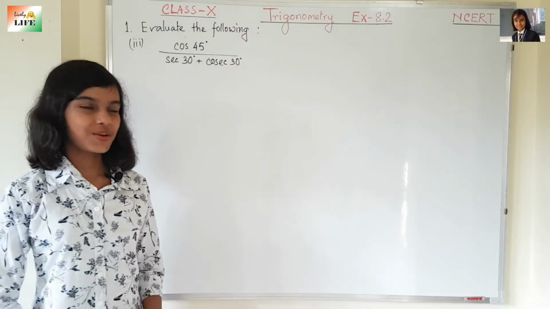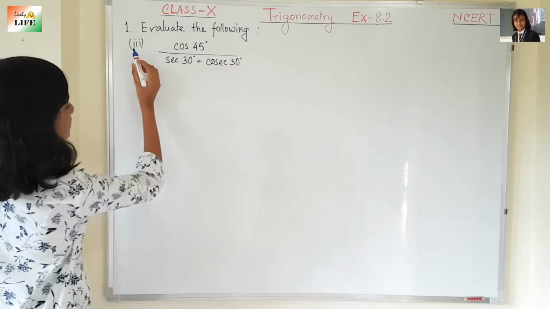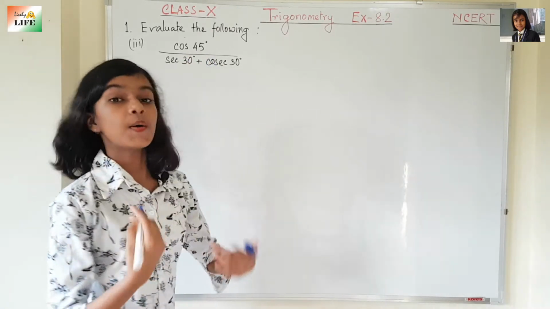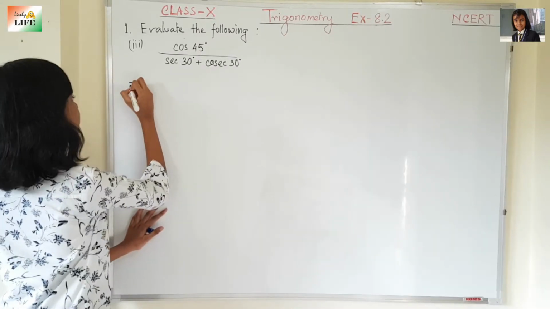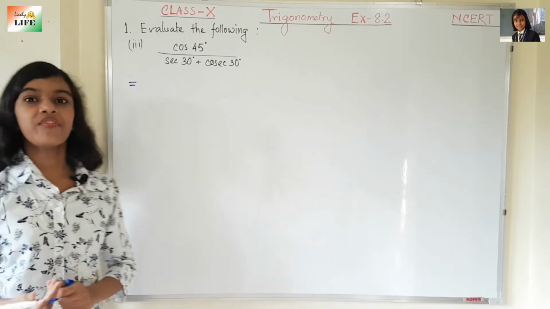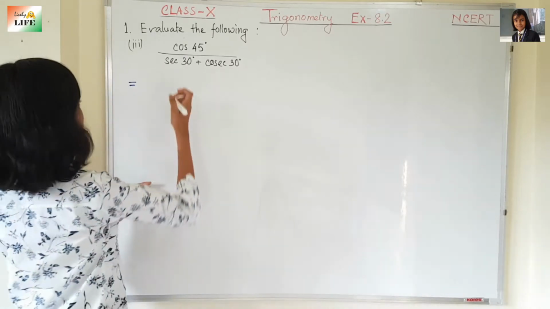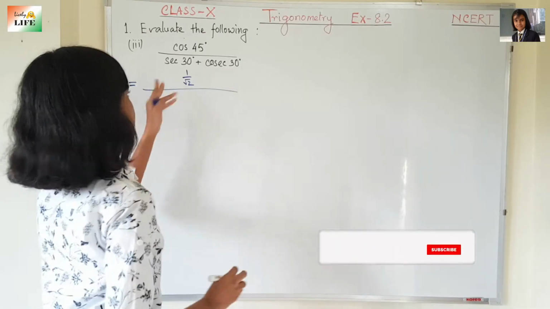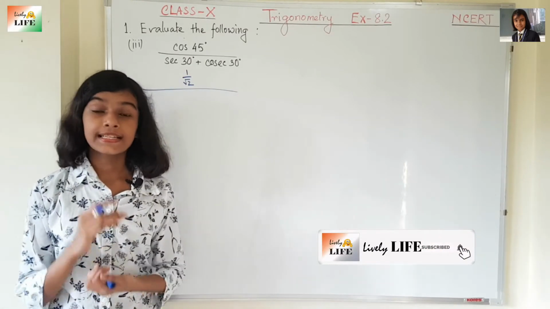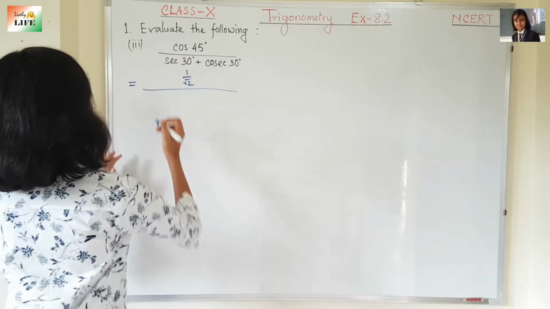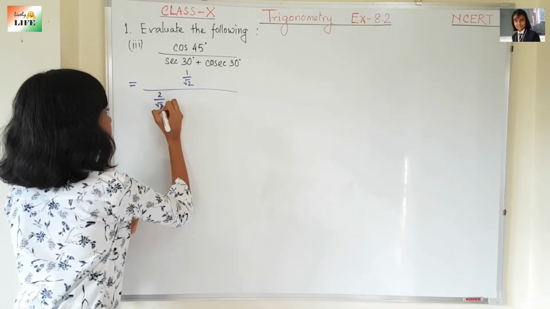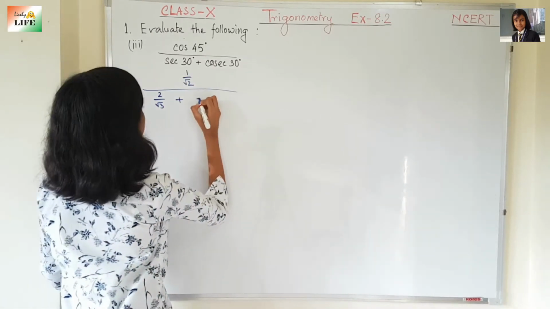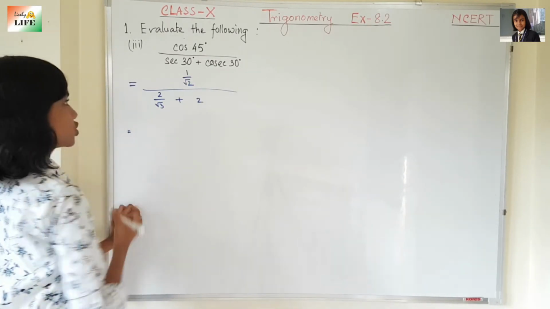Now let's solve this question. It is number 3. Cos 45 by sec 30 plus cosec 30. So first, what is cos 45? Cos 45 is 1 by root 2. Then sec 30. What is sec 30? Sec 30 is 2 by root 3, plus cosec 30. What is cosec 30? It is 2. Now we are going to solve this.